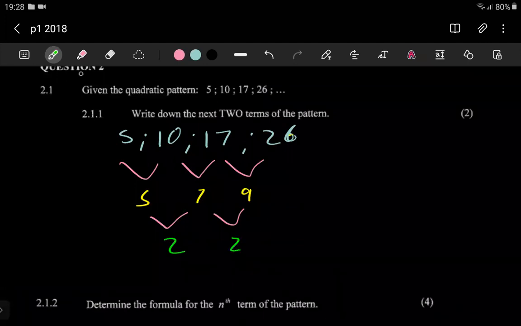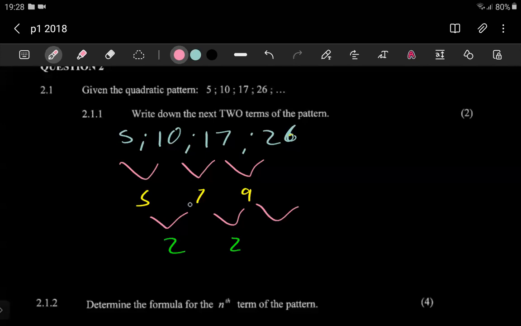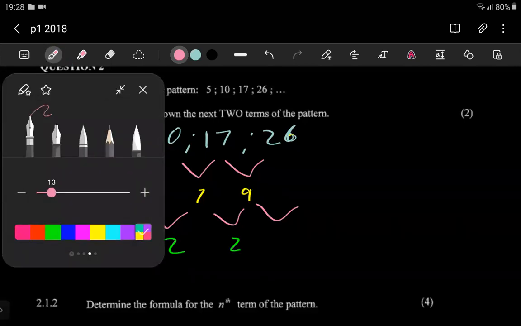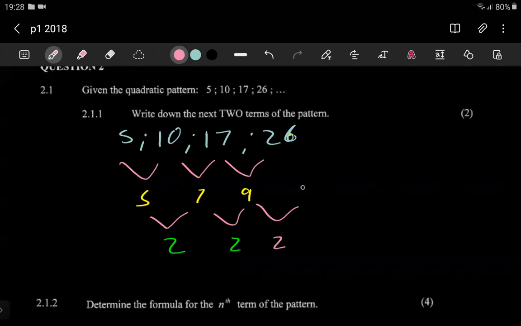Working backwards, all you have to do is, you see, 5 plus 2 is 7. 7 plus 2 is 9. So 9 plus 2 would give you 11. All that's happening from the top here is 5 plus 5 is 10. 10 plus 7 is 17. 17 plus 9 is 26. 26 plus 11 is giving you 37.